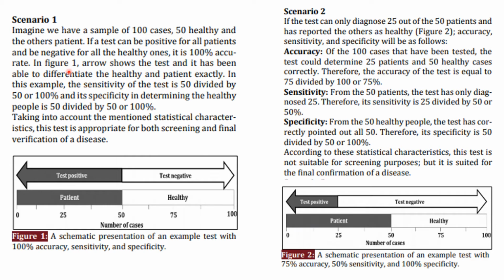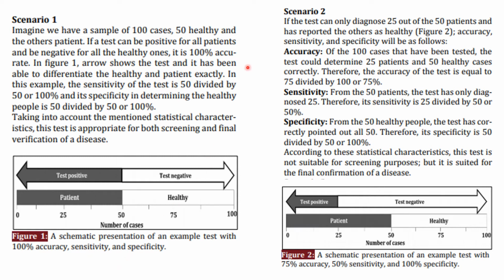In figure 1, the arrow shows the test being able to differentiate healthy and patient exactly. So the sensitivity of the test is 50 divided by 50, or 100%. And specificity is determined by dividing the healthy, 50, by 50, or 100%. And so we have 100% accuracy, sensitivity, and specificity.